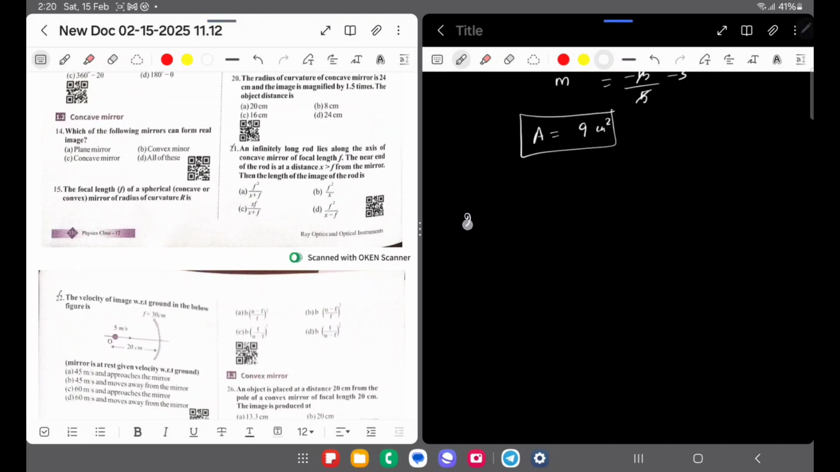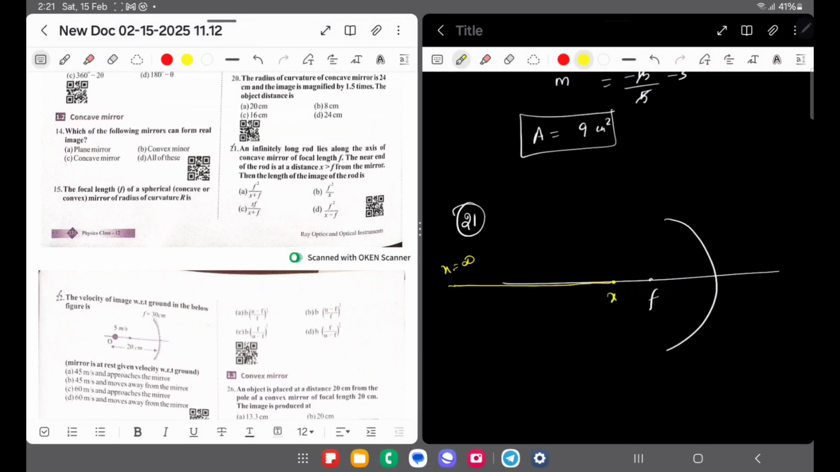Now, look into question number 21. We have a concave mirror of focal length f. The near end of the rod, we have an infinitely long rod. The near end of the rod is at a distance of x from the mirror, and that x is greater than f. So, it is a near end, and the further end is located at infinity.